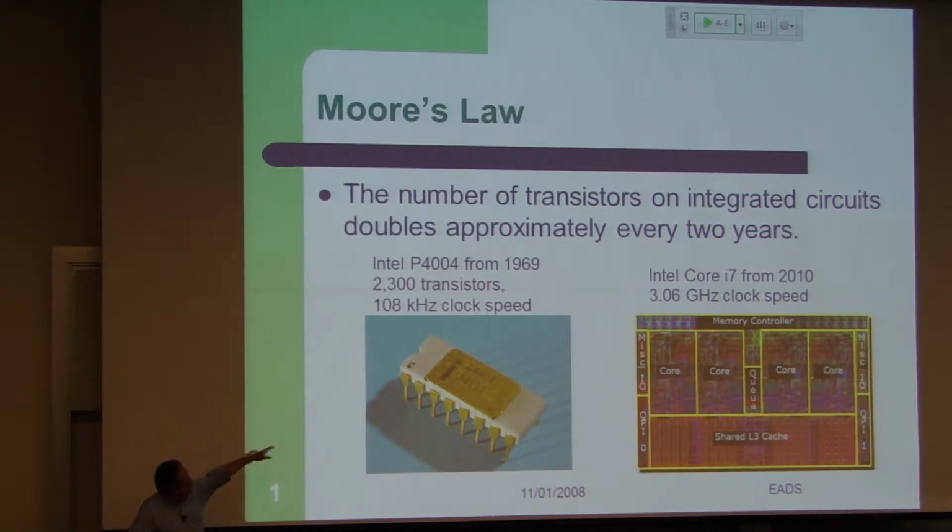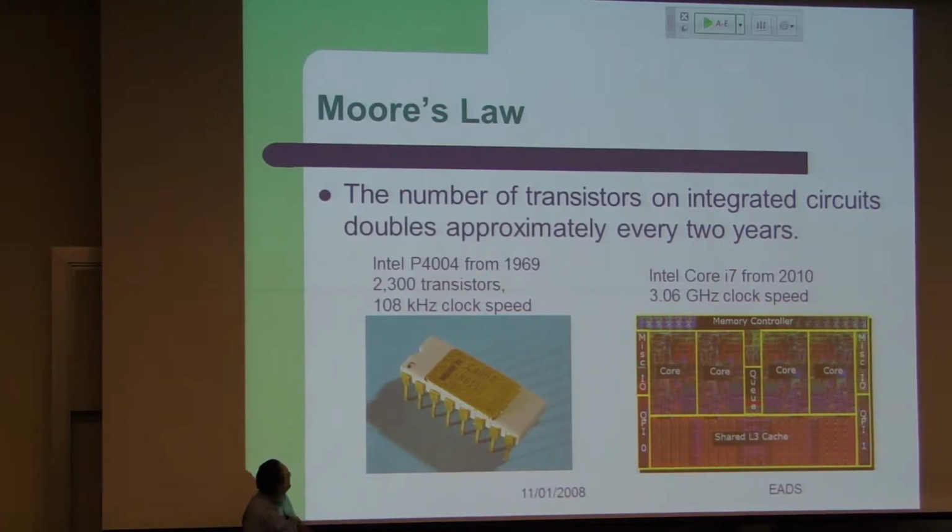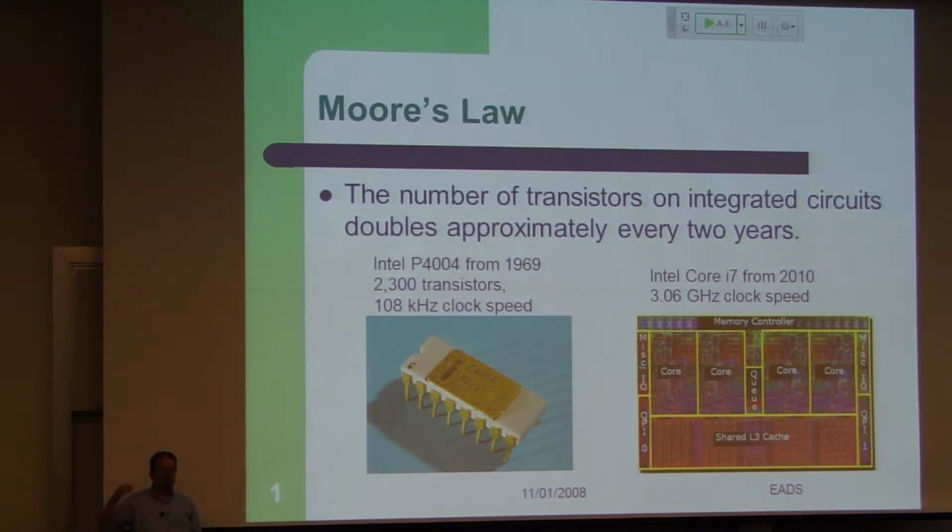So here's just a picture from 1969. This was one of the original early integrated circuits, and it did 108,000 instructions per second. Pretty darn fast. That's 108 kilohertz; a hertz means one thing per second. So a kilohertz is 1,000 things per second, and this is 108,000 things per second. What are those things? Well, like adding numbers together or moving data around in memory.